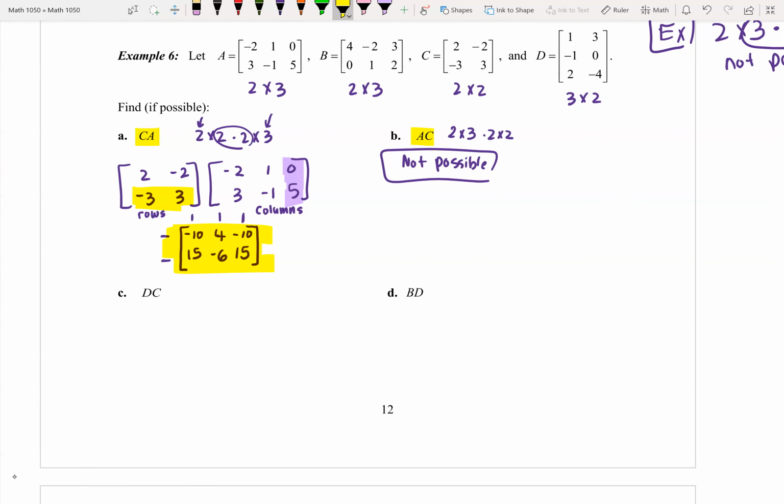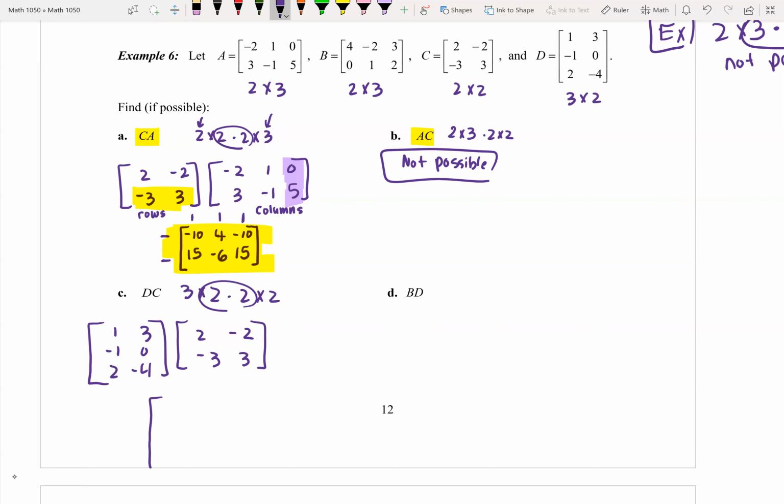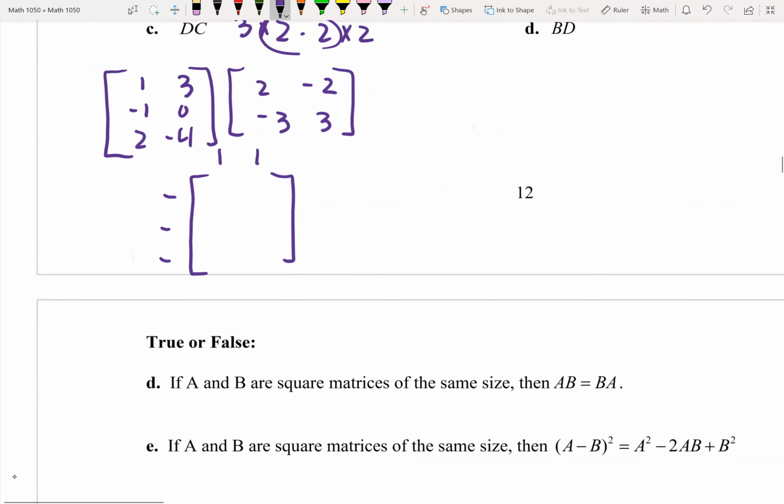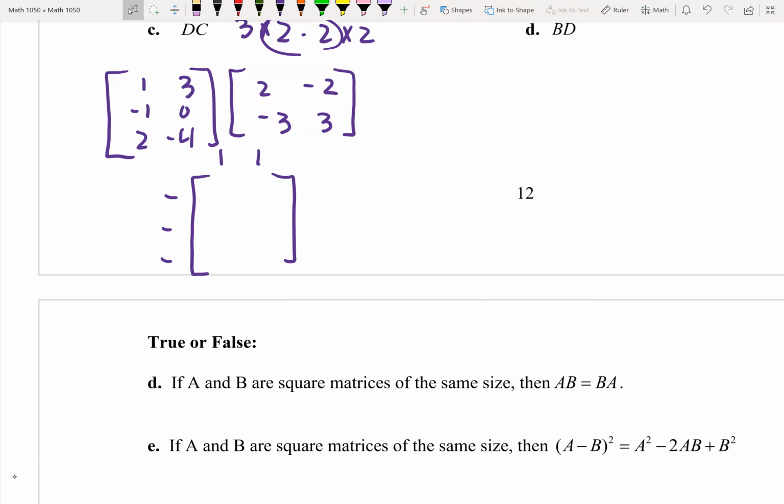Okay, let's do D times C nice and slowly. So D is a 3 by 2 and C is a 2 by 2. I can do it. Okay, so I'm going to write down my matrix D. Right next to it, put my matrix C. Then I'm going to come down here where I'm going to put my answer. I'm going to have 3 rows down and 2 columns across. Okay, so there's my setup.